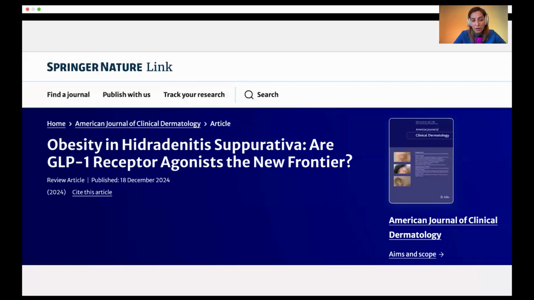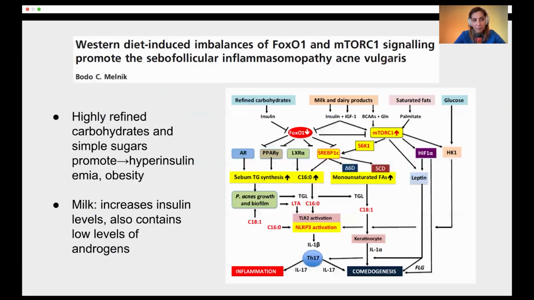And then there's a lot more, I'm not going to go into great detail, but there's a lot of studies coming out with GLPs to treat hidradenitis, and that might end up being first line for HS.